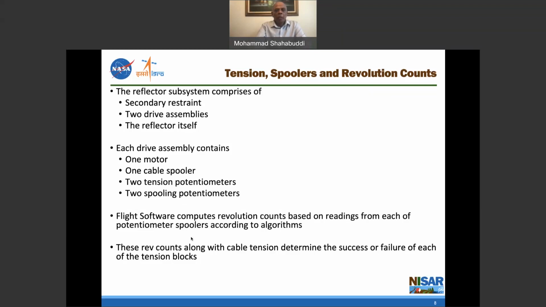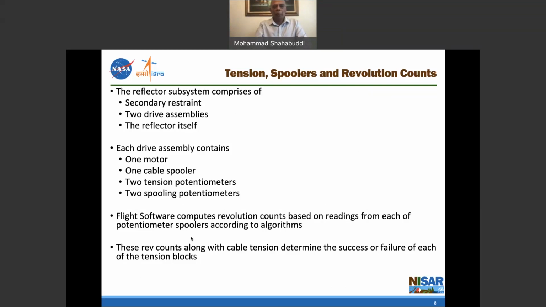So a little bit more about the subsystem. The reflector subsystem comprises a secondary restraint, which is fired by the pyros, or unrestrained by the pyros. There are 2 drive assemblies, and the reflector itself. Each drive assembly has 1 motor, 1 cable spooler, 2 potentiometers, and 2 spooling potentiometers.